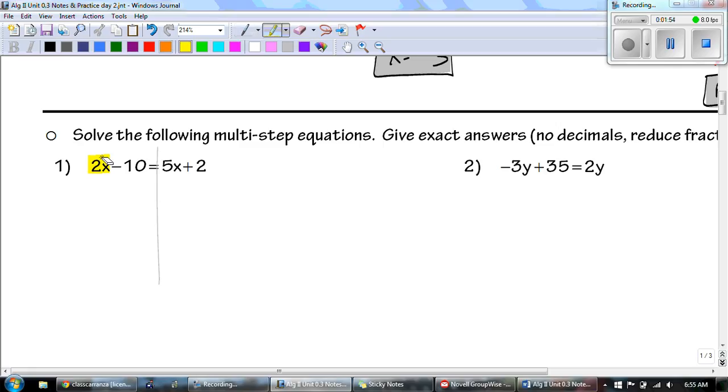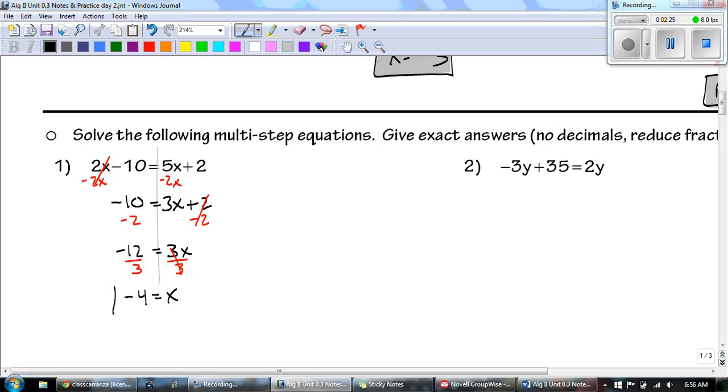All right, so the smaller one is 2x. I'm going to subtract the 2x to the other side. And then we get -10 equals 3x plus 2. And now it's the same thing. We're following the rules of SADMAP. I'm going to subtract the 2 to the other side. I get -12 equals 3x. And then to get the x by itself, we have to divide. -12 divided by 3 is x equals -4. Okay?